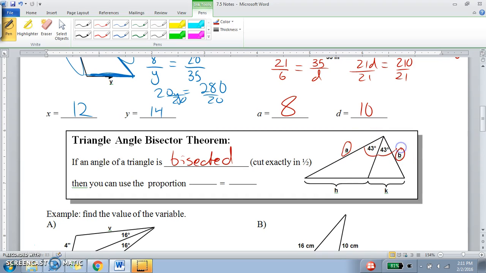The two sides of the angle that's being bisected, so A and B, would compare to the two pieces of the side that the angle bisector cuts into two pieces, H and K. So we always go in the direction of the angle bisector from this side to this side to that side. A over H is the same as B over K.